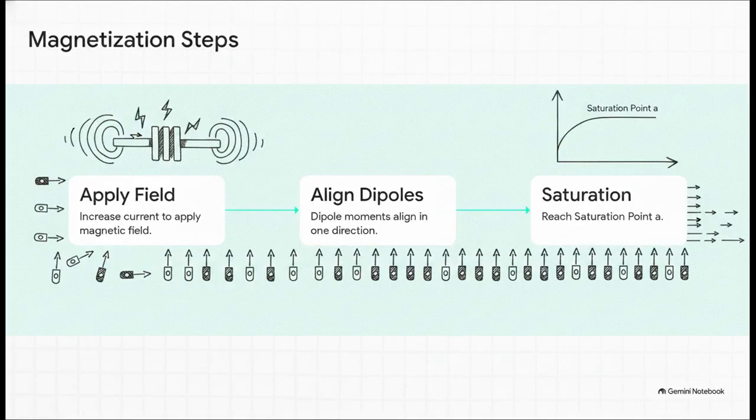But what happens when we finally switch the power on? Okay, step 1, we increase the current to apply a magnetic field. Step 2, all those scattered dipoles suddenly snap right to attention, perfectly aligning in one single direction. As we keep pumping up that current, we hit step 3. We reach what's known as the saturation point. At this exact point, the material simply cannot get any more magnetized. It is totally maxed out.